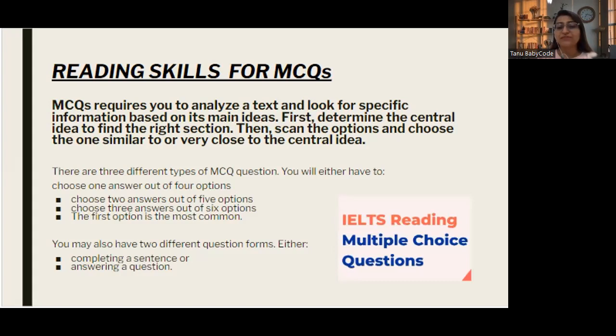So there are different types of MCQ questions. Either you choose one answer out of 4 options. This is called multiple choice, and it is the most common one. Sometimes you have to select more than one answer. For example, you may have to choose two answers out of 5 options, or choose 3 answers out of 6 options. So it is multiple choice with multiple answers also, right? Sometimes you select one from the 4 options, sometimes it is multiple.